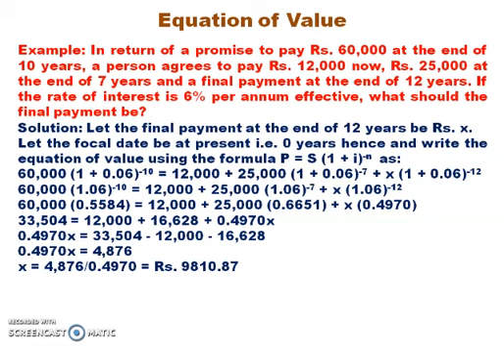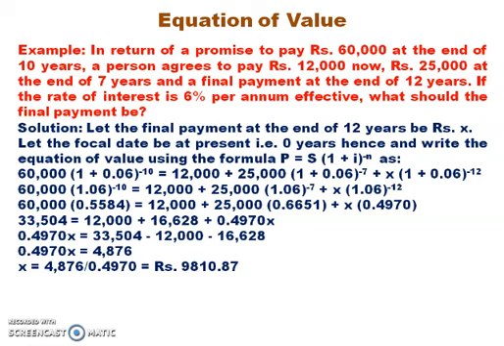minus 12. Here you can see on the left hand side the 60,000 which is to be paid 10 years hence, its present value is found using n is equal to 10. That on right hand side the 12,000 which is to be paid now is taken as it is.